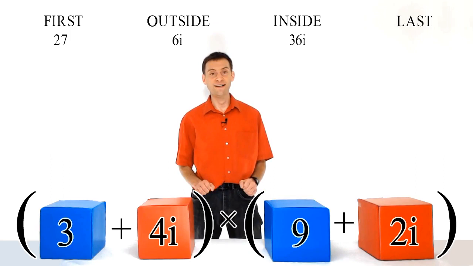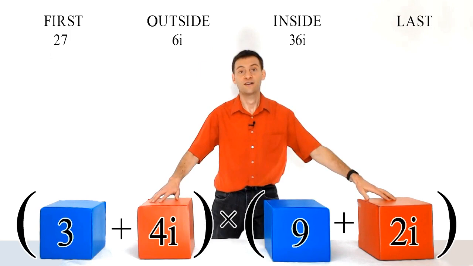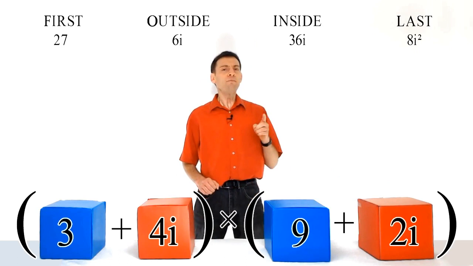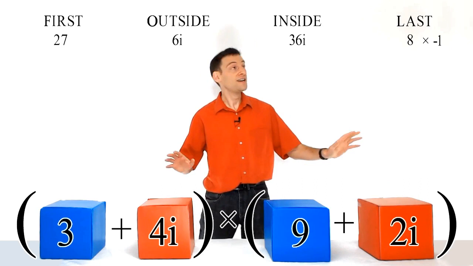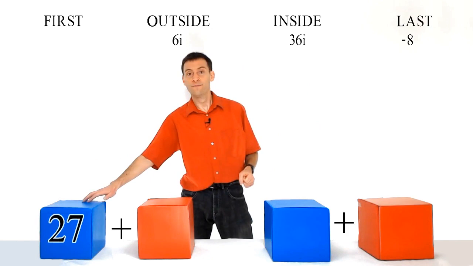Stage 4, we multiply the two last terms in each bracket. 4i times 2i equals 8i squared. But remember that i squared equals minus 1, so the answer to this last stage is minus 8. This all gives us 27 plus 6i minus 8 plus 36i.